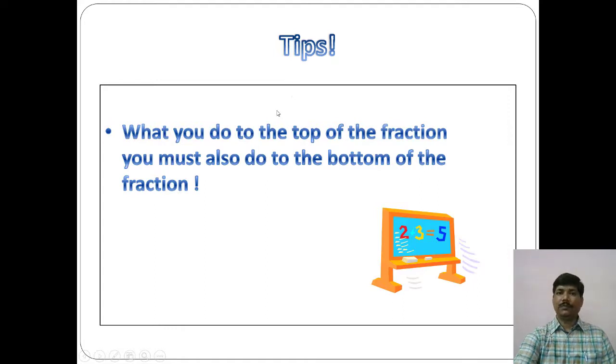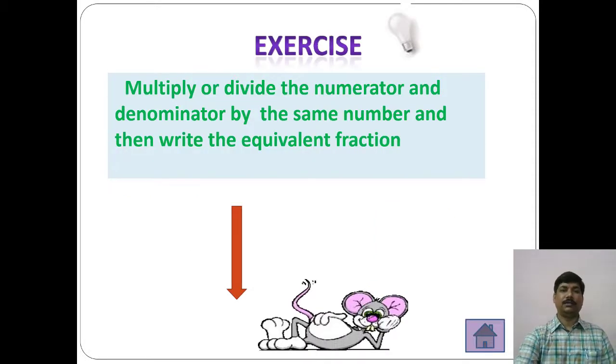One tip for equivalent fractions, one point to remember: what you do to the top of the fraction, you must also do to the bottom of the fraction. It means whatever you do in the numerator, you have to do the same for the denominator. Now we take some questions. Multiply or divide the numerator and denominator by the same number and then write the equivalent fraction.